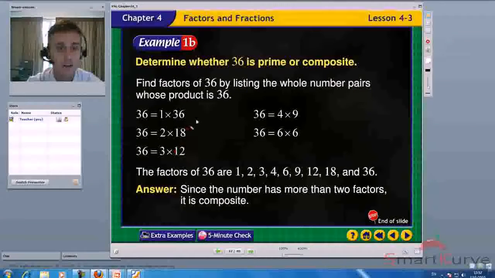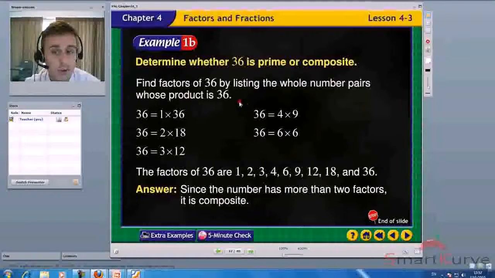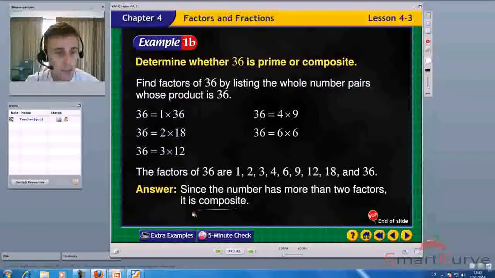Determine whether 36 is a prime or composite number. Find the factors of 36 by listing the whole number pairs whose product is 36. 36 is 1 times 36, 2 times 18, 3 times 12, 4 times 9, and 6 times 6. So the factors of 36 are 1, 2, 3, 4, 6, 9, 12, 18, 36. Since the number has more than two factors, it is a composite number. A prime number only has two factors, composite numbers have three or more.